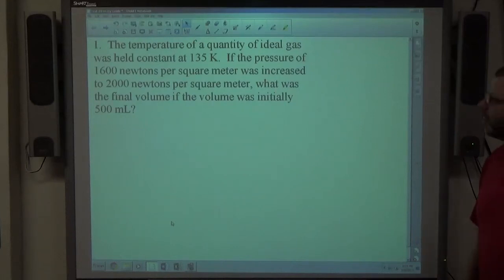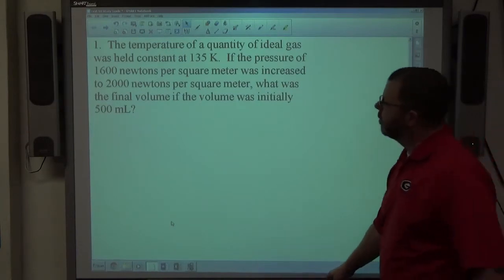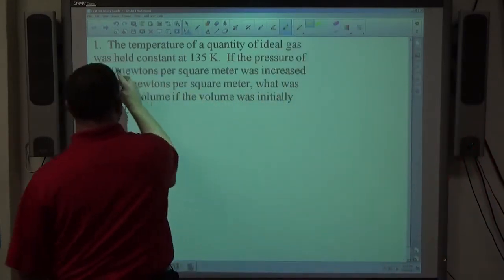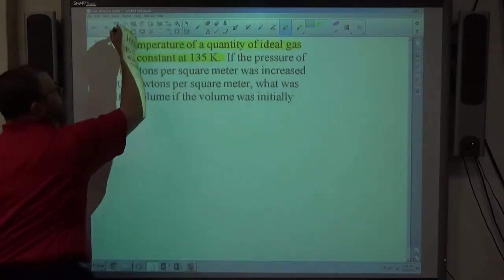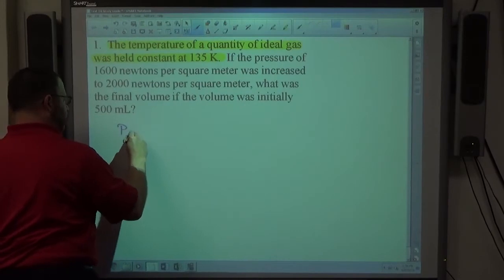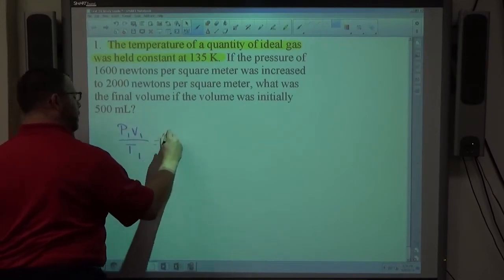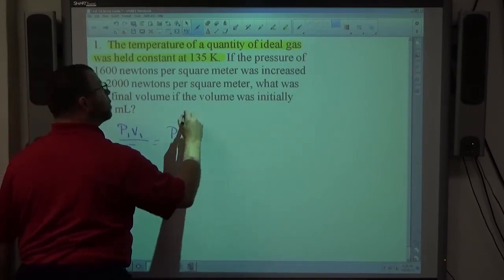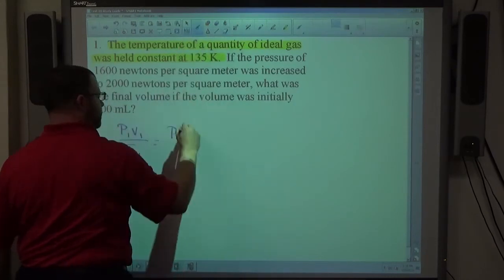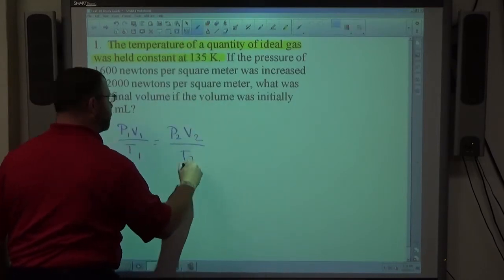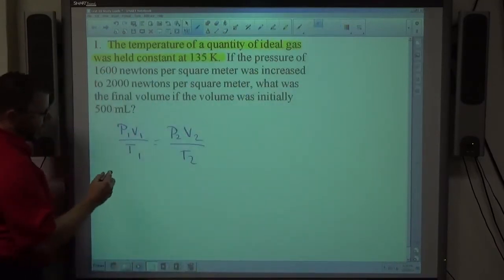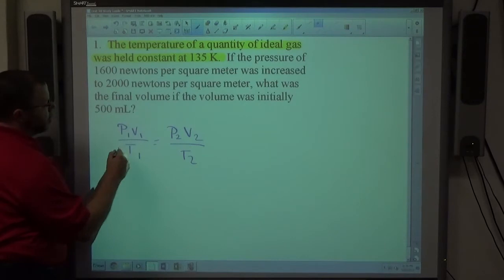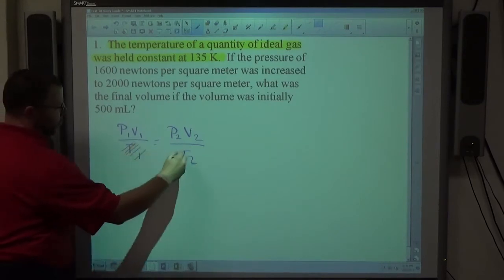Alright, test 18, study guide for Algebra 2. The temperature of a quantity of ideal gas was held constant at 135 degrees Kelvin. So if they tell us something's held constant, that just means in our original formula, which is P sub 1 V sub 1 over T sub 1 equals P sub 2 V sub 2 over T sub 2, if something's held constant, it simply means that that value is not relevant to the problem. So temperature's held constant, we can just simply throw the temperatures out.